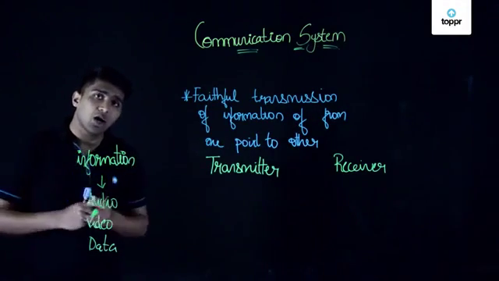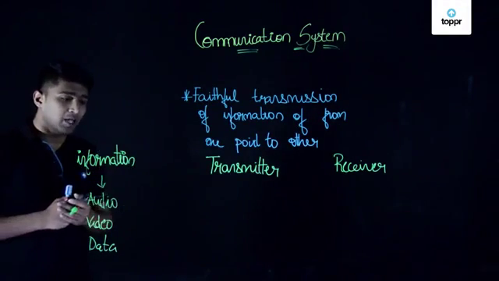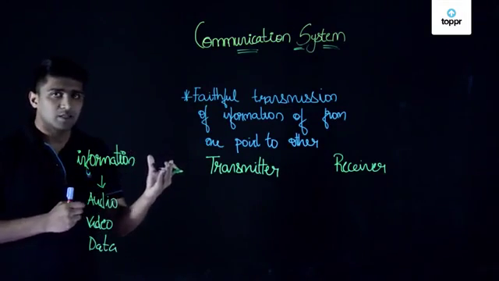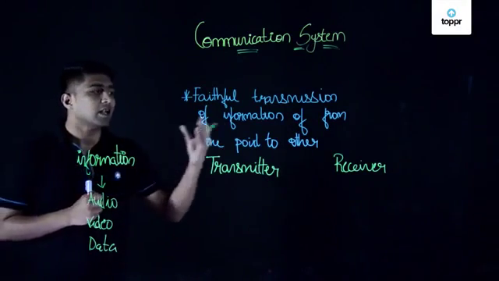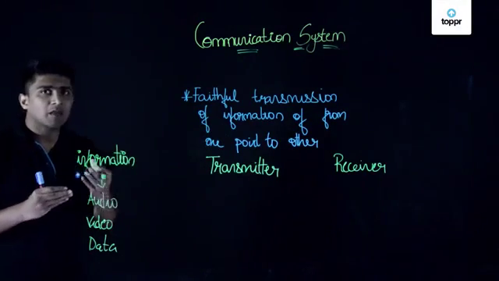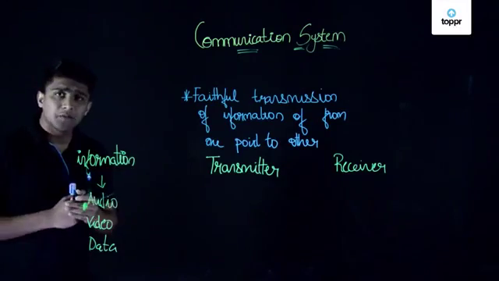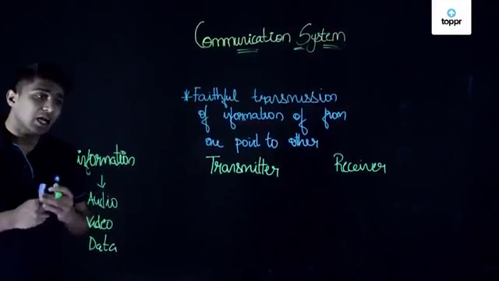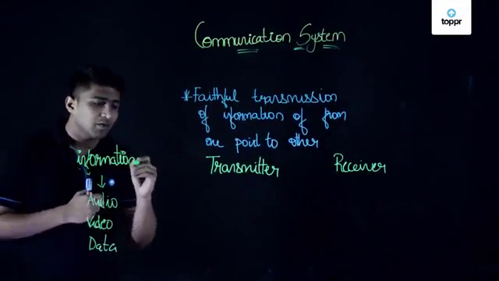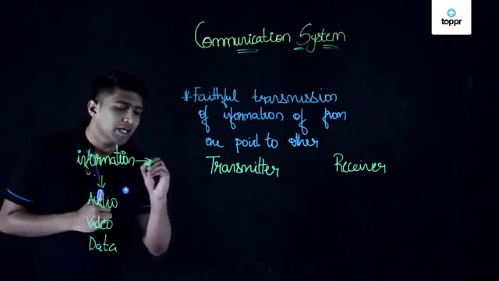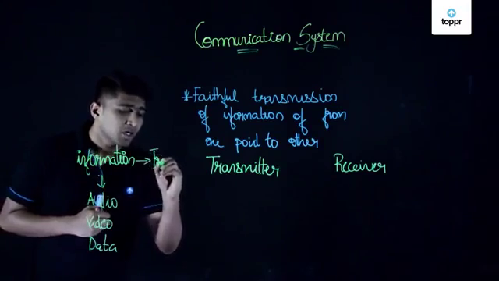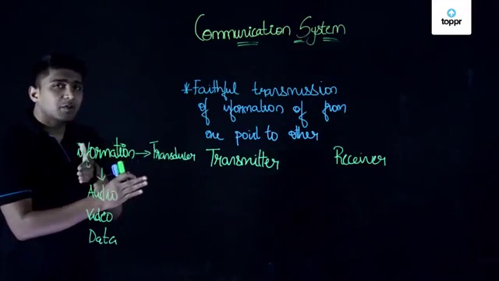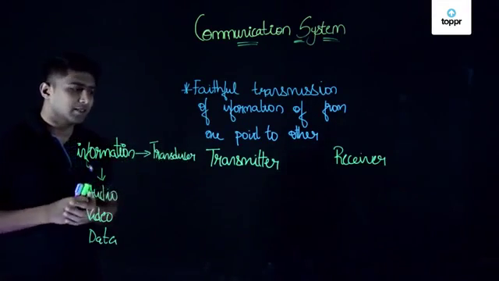Now the biggest question arising will be, if it is an audio signal, how can an electronic device transmit it? Because normally we will be talking with our friend through our mobile, right? And mobile is an electronic device. So how the signals are getting converted into electrical form is by using a device called a transducer. So what does a transducer do?